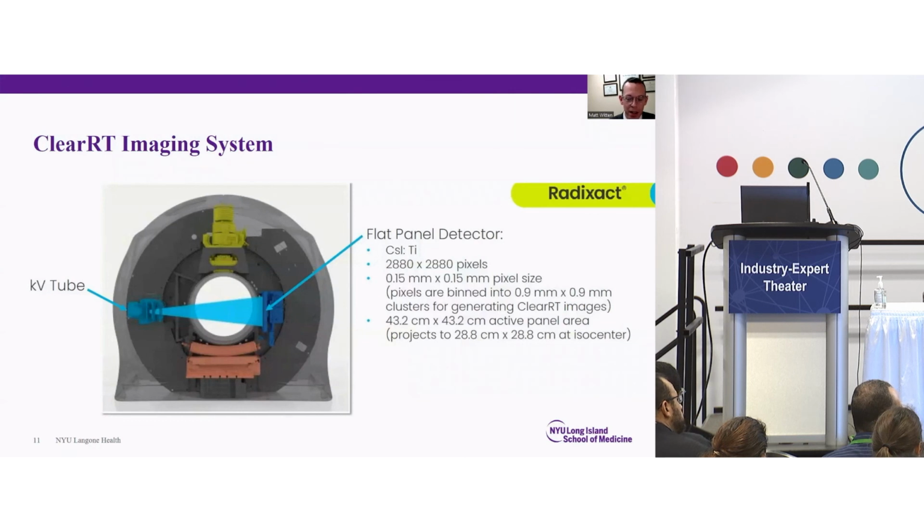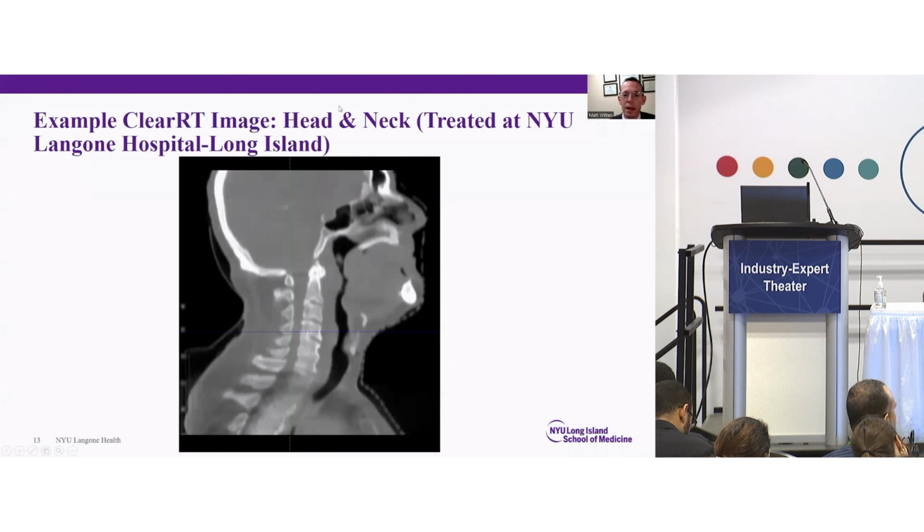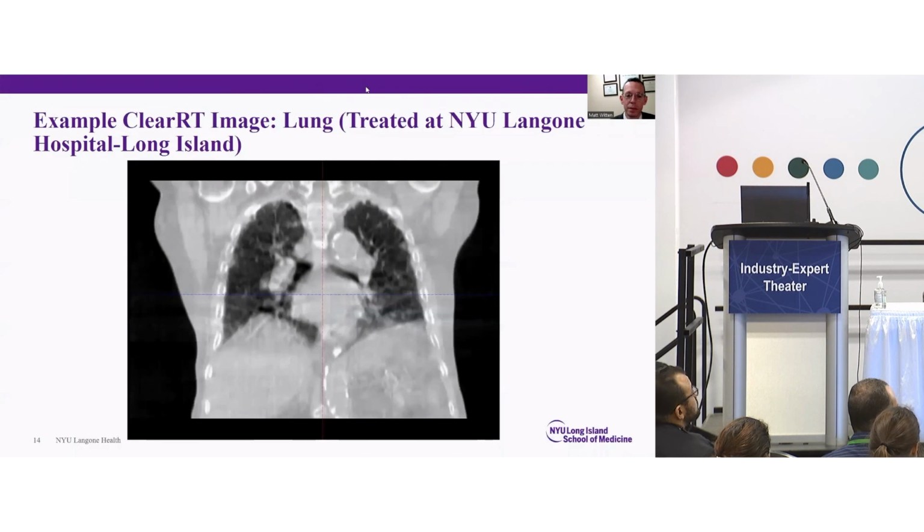So how is this accomplished on the Radixact? Well, they have a ClearRT imaging system. That's a kV imaging system with a kV tube and a cesium iodide detector. Here's an example of what it looks like. To give you an idea of just how good these images are, here's an example of a ClearRT image from a prostate case we treated. You can see it almost looks like a SIM image. Here's an example of a head and neck case we treated. And here's an example of a lung case.